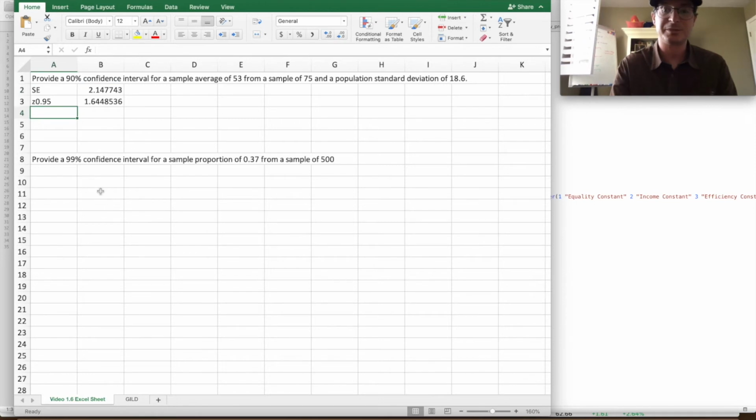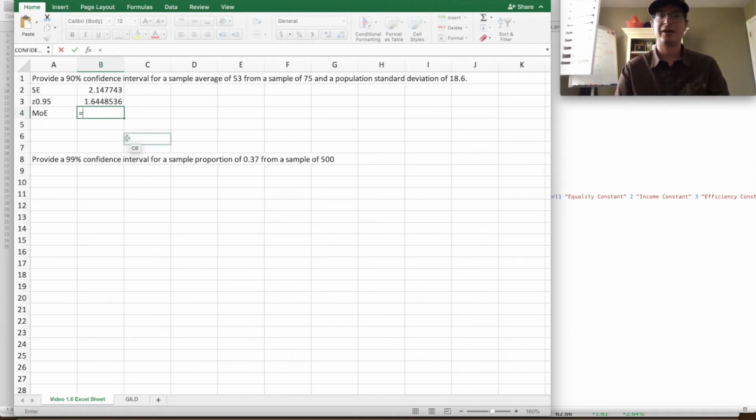So I need to multiply. To get my margin of error, I'm going to have how many standard errors I need to go out, that's that value right there, times what my particular standard error is. So that's how we get our margin of error.